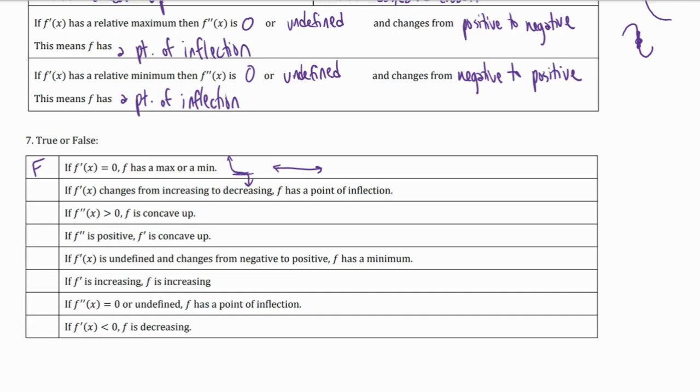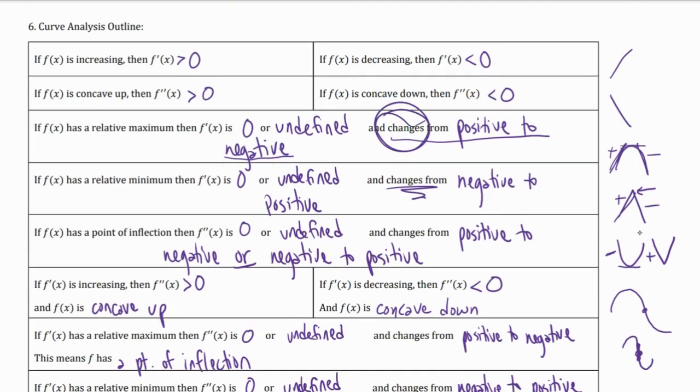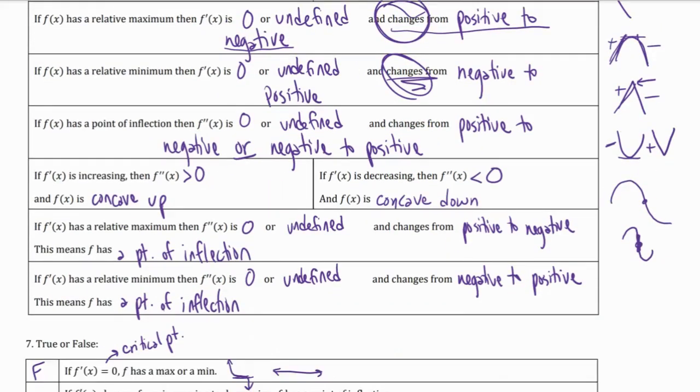If f prime equals 0, we call that a critical point. Critical points are candidates for maxes and mins, but critical points are not actually maxes or mins necessarily. You have to remember that there is a change to have a max or a min.